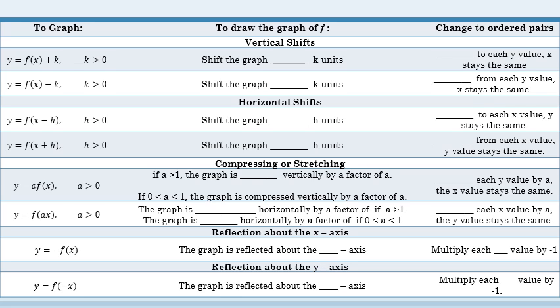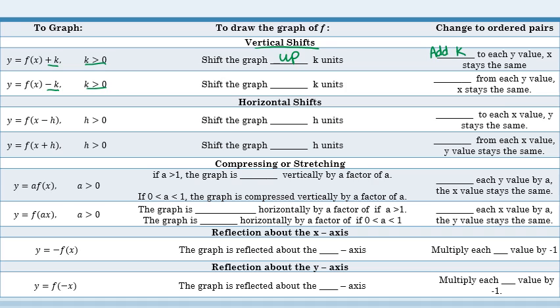Let's first start with vertical shifts. So if you're adding a value to the outside of your function and that value is positive, we're going to define k as being a positive value, you're going to shift the graph up k units. Now if you're taking your original function f of x and you're having to graph the new graph, what you'll do is you'll add k to each of your y values and your x values stay the same.